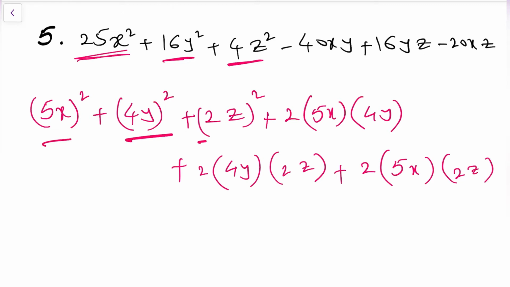a square plus b square plus c square plus 2ab plus 2bc plus 2ca. Now in the given question we will be having negative symbols also. Then where do we need to keep those negative symbols?